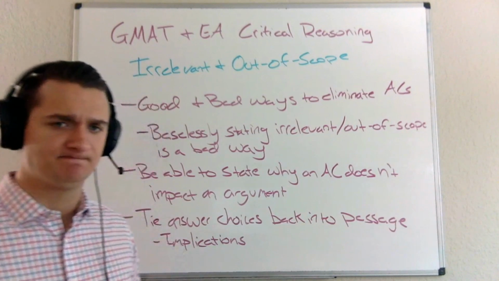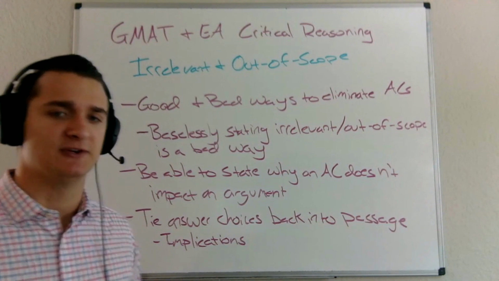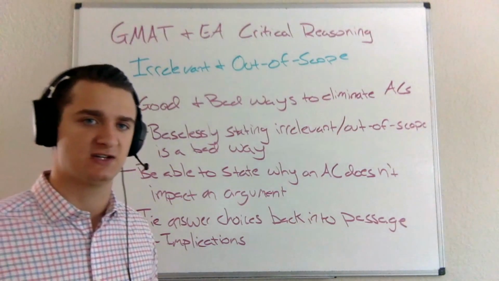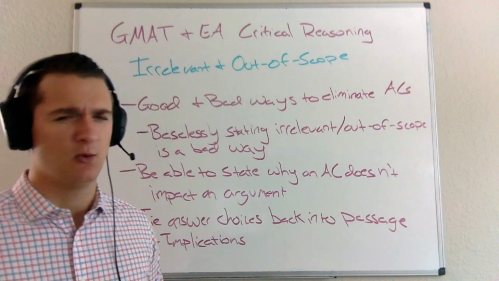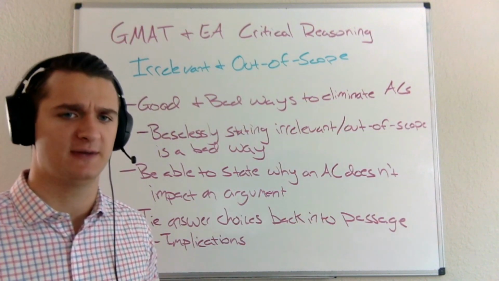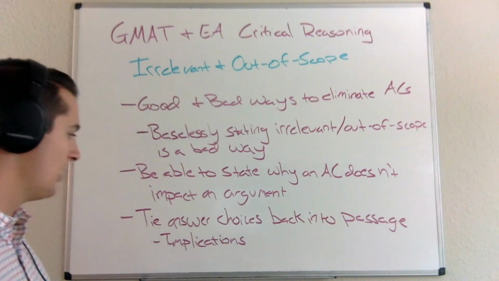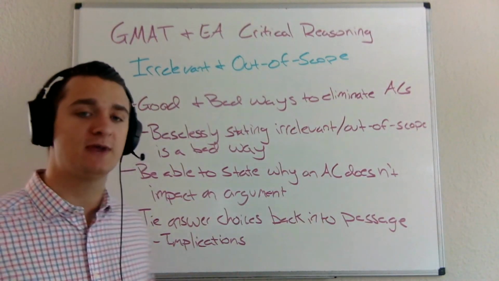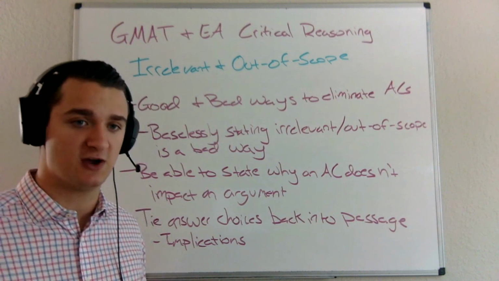Finally, what's really important is being able to tie answer choices back into the passage. How does this impact the heart of the passage? How does this impact the main conclusion? What does this do to the reasoning of the argument? You want to tie answer choices back into a passage, and I like to summarize it just in terms of implications. You really want to think about what are the implications of this answer choice for the argument.